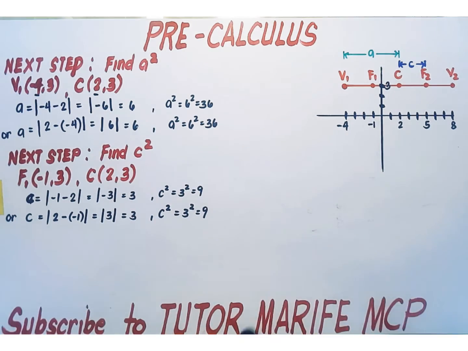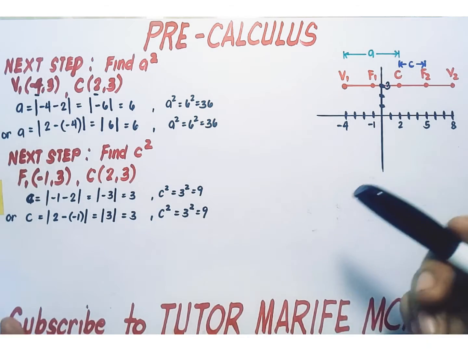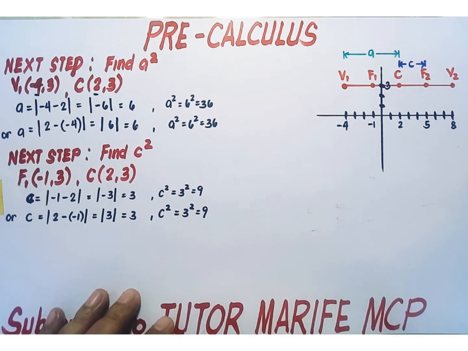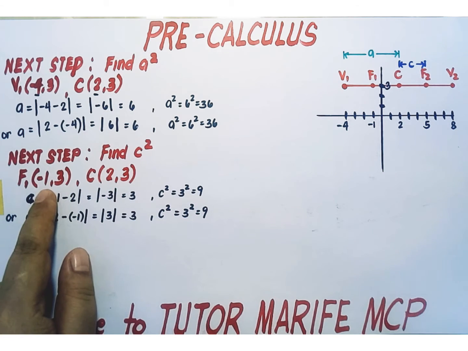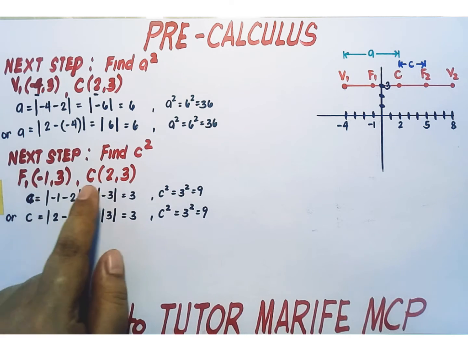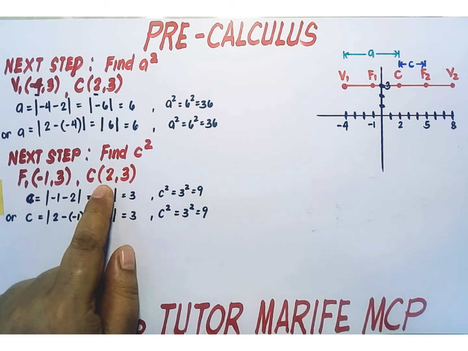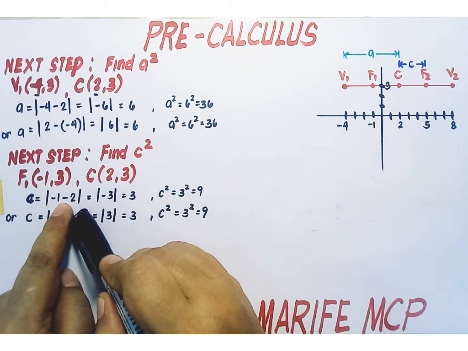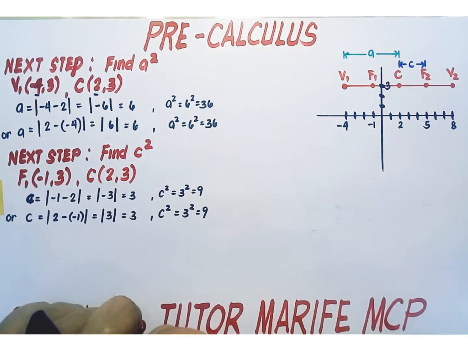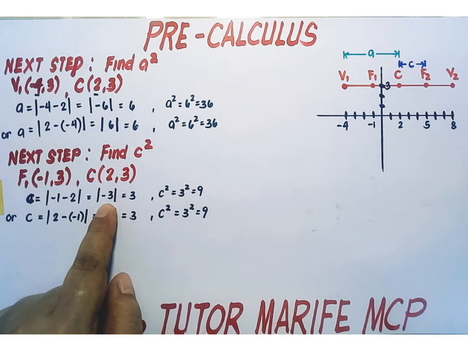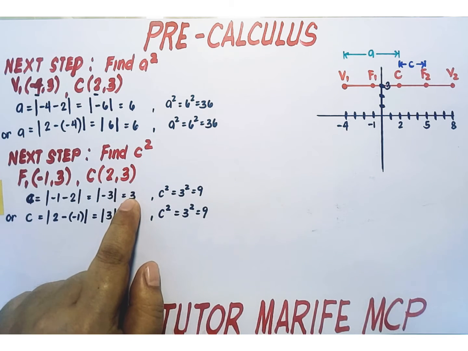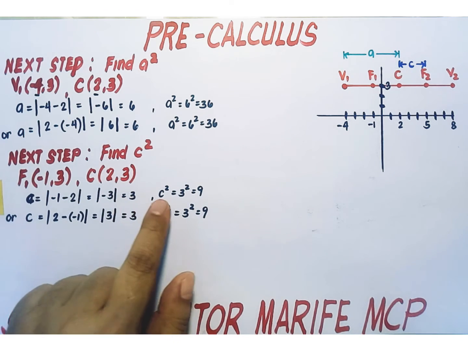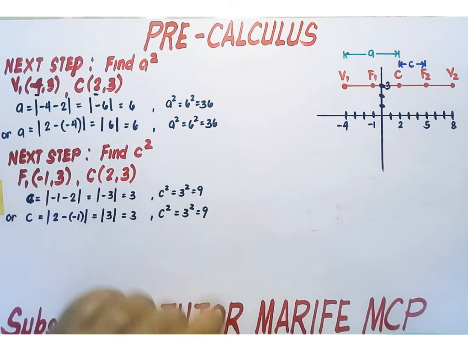Another way of finding c is by solving. By solving, we take the absolute value of the difference between the x-coordinates of the focus and the center. Let's use the first focus and the center. The x-coordinate of the first focus is -1, while the x-coordinate of the center is 2. The absolute value of the difference between -1 and 2 is the absolute value of -3. Disregarding the sign, the absolute value of -3 is equal to 3. So c is equal to 3 and c squared equals 3 squared or 9.